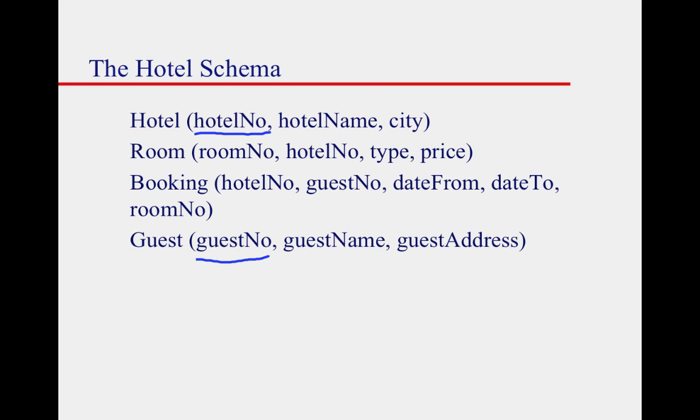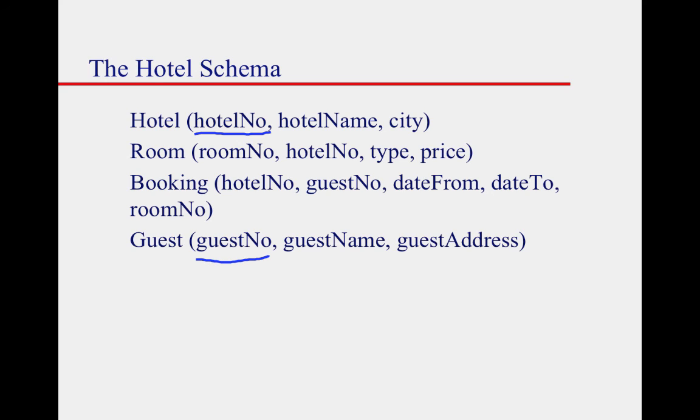So for example, think about a room. Do you think a room number by itself is going to uniquely identify a room? I see no. Why not? That's right. I could have many hotels, and each of them could have the same room number. Now, how about hotel number? Is hotel number going to work? No, unless every hotel of mine has only one room. So clearly that's not working.